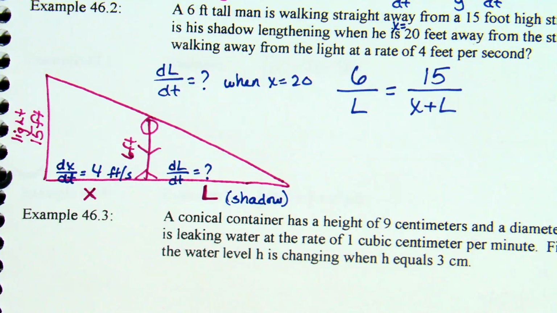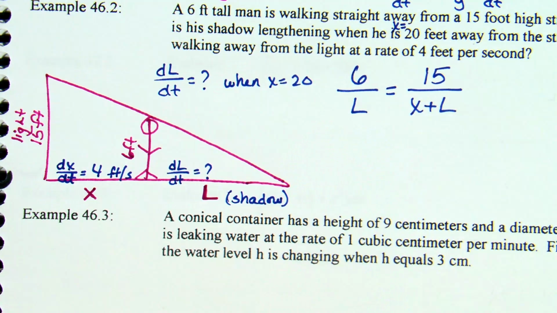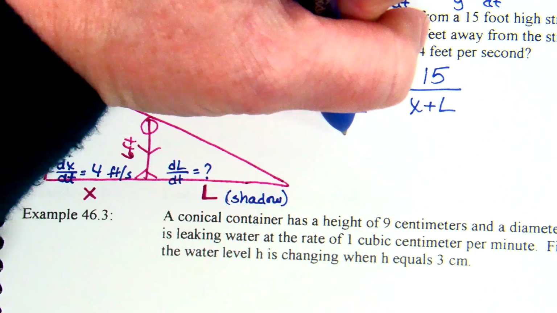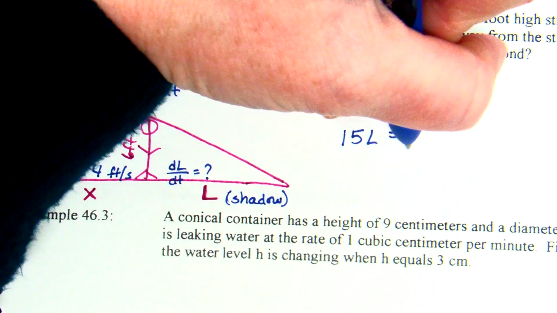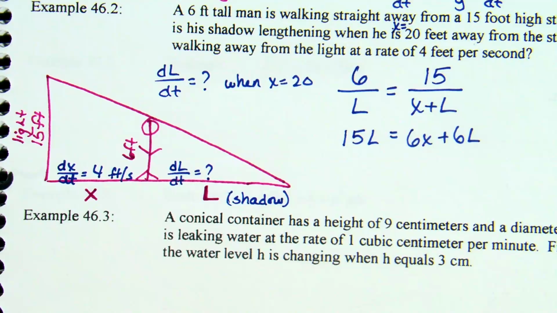How would be a good way to get the equation to work with here? Cross products, cross multiply. I agree. And remember, if you set it up differently than mine, like I did 15 over 6 and x plus L over L, I know mine is equivalent because my cross products are equivalent. So cross products: 15 times L is 15L, and 6 times x plus L is 6x plus 6L.